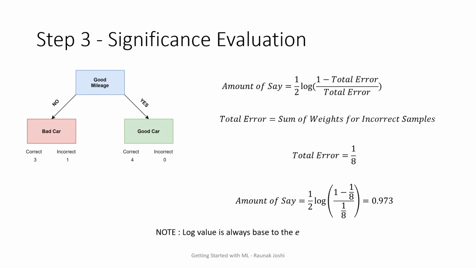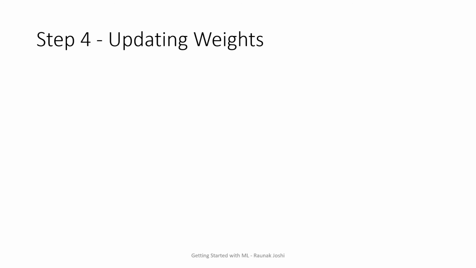Note, the log is always to the base e, because many times if you calculate the log to the base 2, you are going to get a value of 0.422. That is quite a big difference. So please understand this, the log will always be in terms of e. Now we come to the 4th step, that is updating the weights.